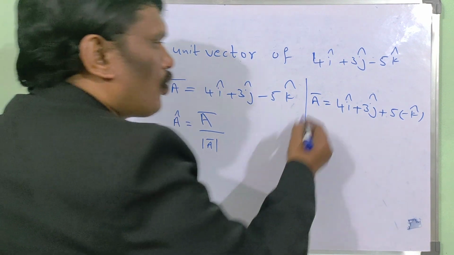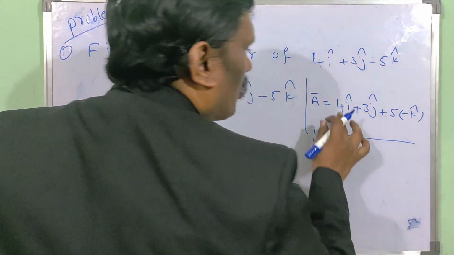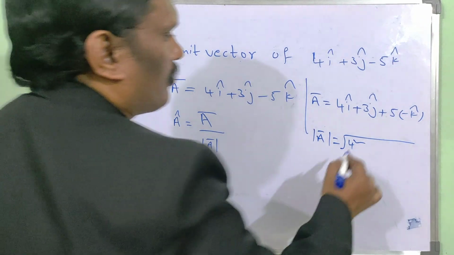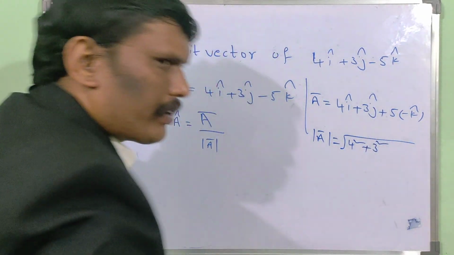That is the meaning. How to calculate this magnitude? Root of the i cap coefficient 4 squared; i cap represents direction. The j cap coefficient 3 squared; j cap represents direction.